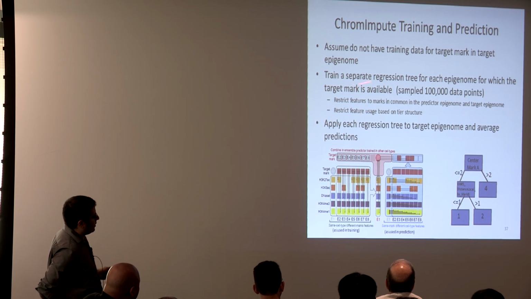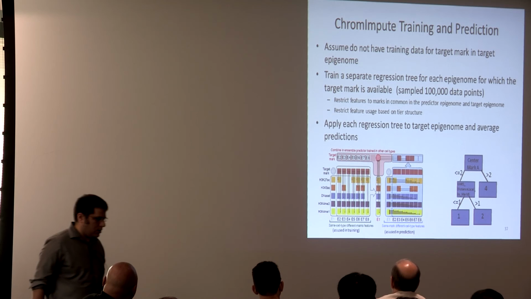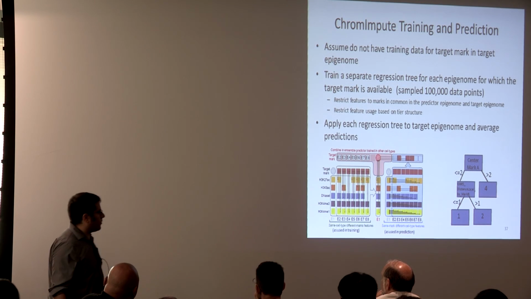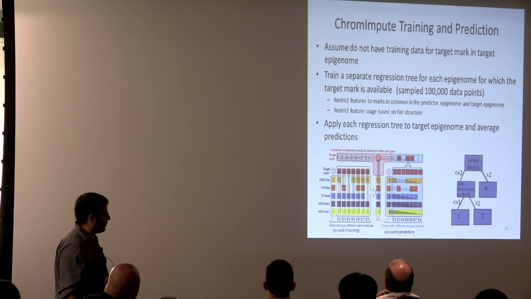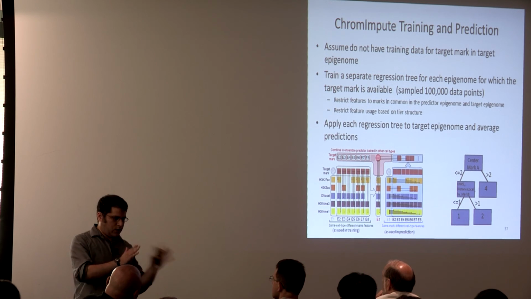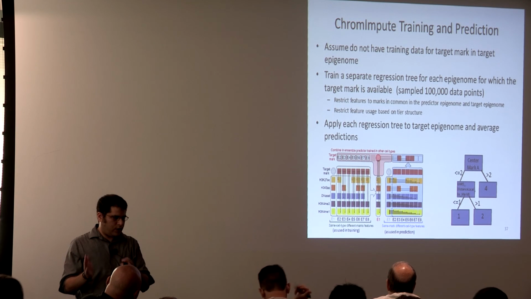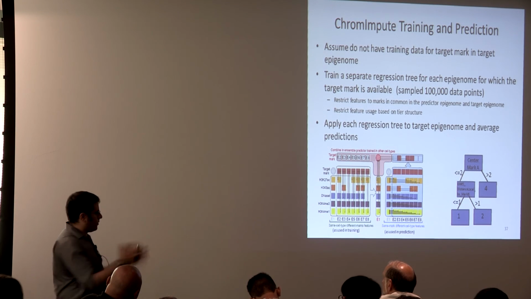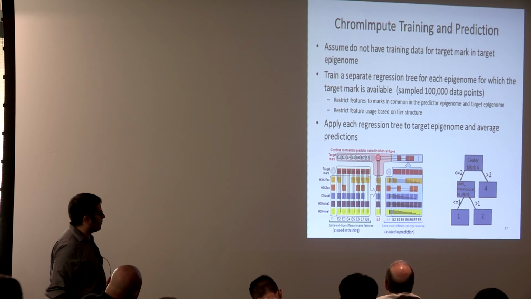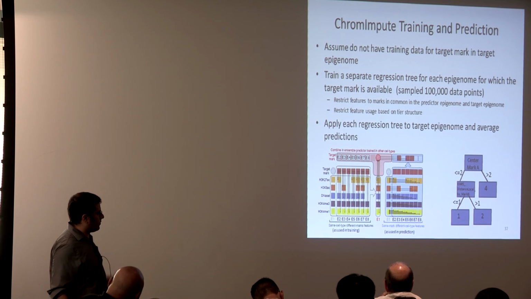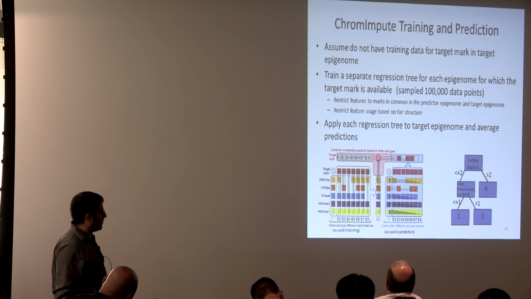And one of the challenges here is we don't have any training data for that target mark and that target cell type we're trying to predict. So in practice, we train on all the other cell types for which we do have that target mark available, and then apply it in that target cell type and average their predictions. And by averaging a large number of regression trees, we can control for a lot of the bias of any one predictor.